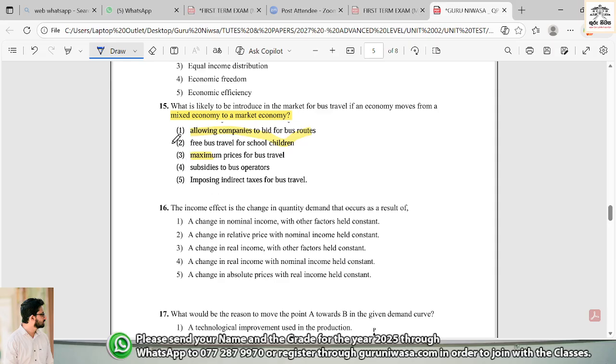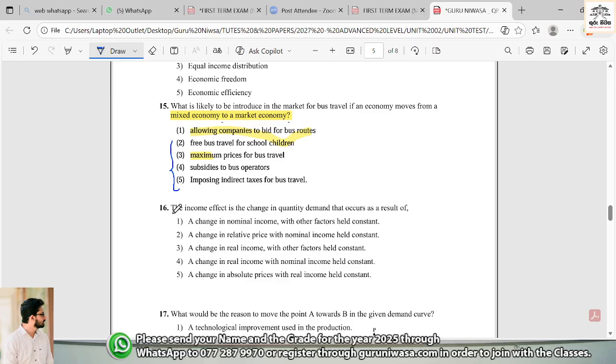Right? There's all the other second one, third one, fourth one, and fifth one. Other answers are connected with government intervention. Example, second one, free bus travel for school children. It never happens in a free market economic system. Clear? Maximum prices, no, in a free market economic system. Subsidies, no. Indirect taxes also are not very common. I mean, I'm talking about a 100% free market. Okay, so the most appropriate answer is number one.